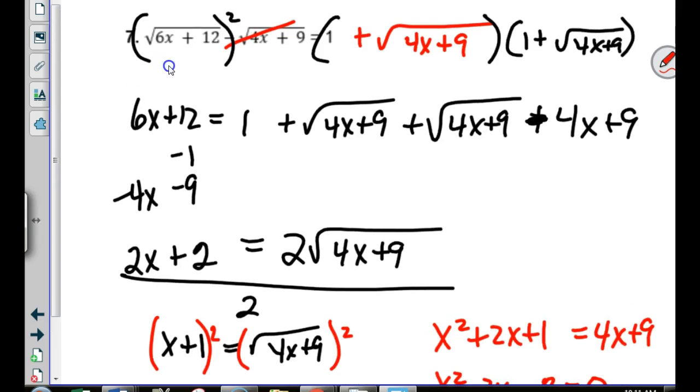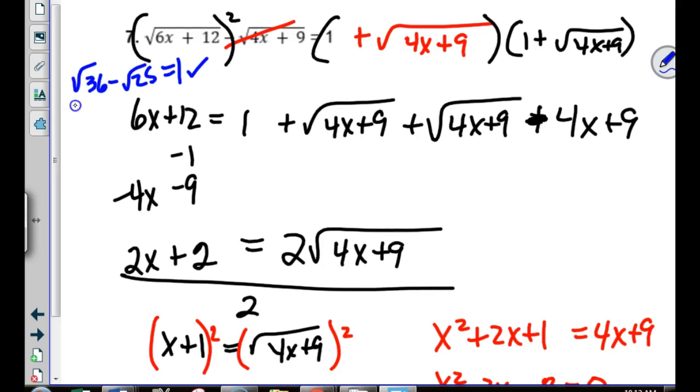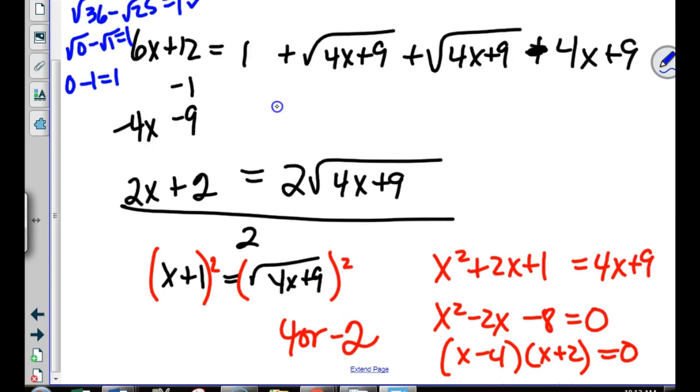If I go back to the beginning, 4 would give me square root of 36 minus square root of 25 equals 1. Is that true, guys? Yeah, that one checks. If I put in a negative 2, I get square root of 0 minus square root of 1 equals 1. Okay, help! Hey, please look. Is that true? 0 minus 1 does not equal positive 1, right? So that one doesn't work. Only the 4 works.